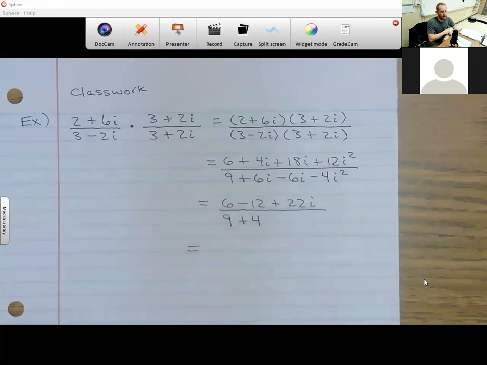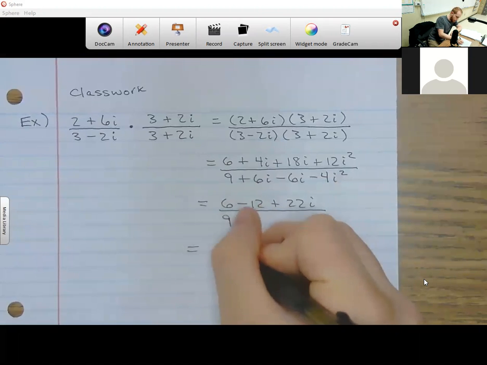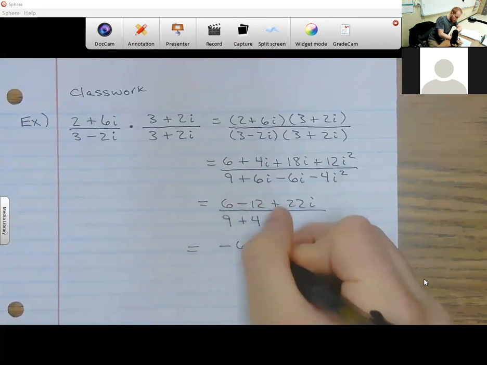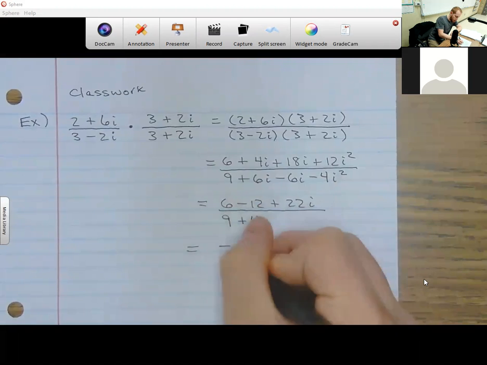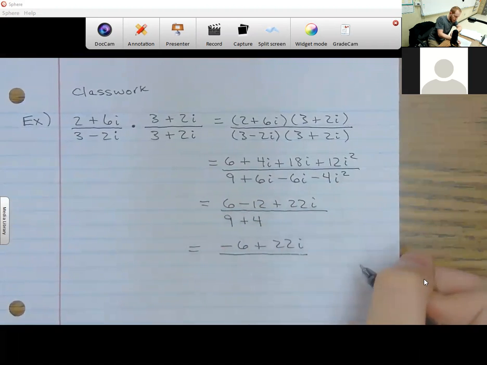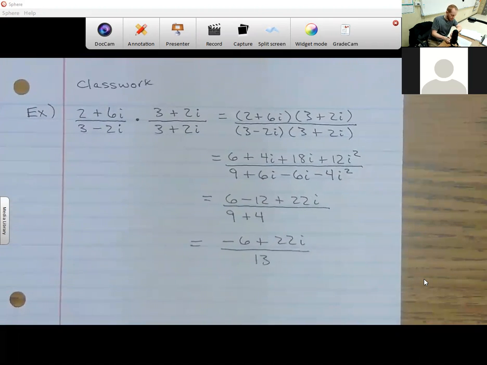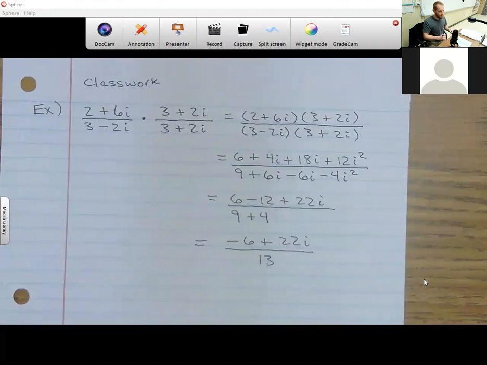So what happens at the top? I have 6 minus 12. That would be negative 6 plus 22i. I bring down my 22i. And then what's at the bottom? 13, right? Lucky number 13. And then I'm done. So that is dividing on the classwork.